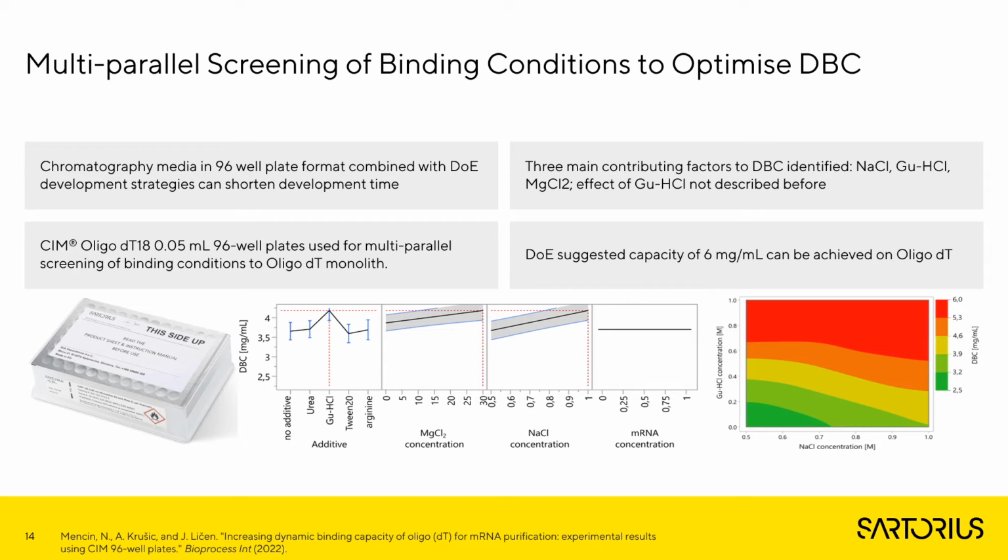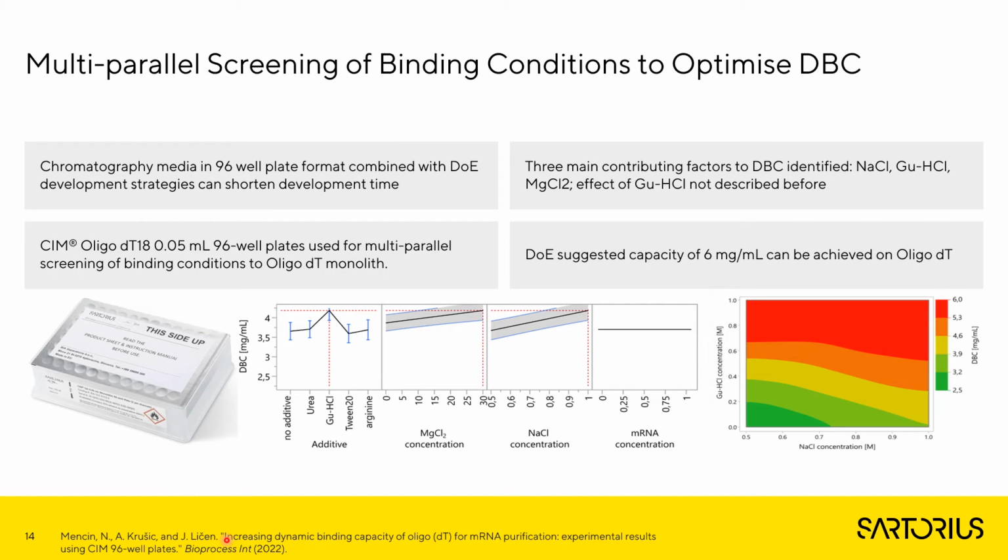To achieve the best chromatographic performance from the oligo-DT or from any chromatographic step, we typically implement a design of experiment approach where we evaluate different binding and sometimes different elution conditions on a 96 well plate format, which contains small amounts of the same monolith that is found then in the larger scale-up chromatographic column.